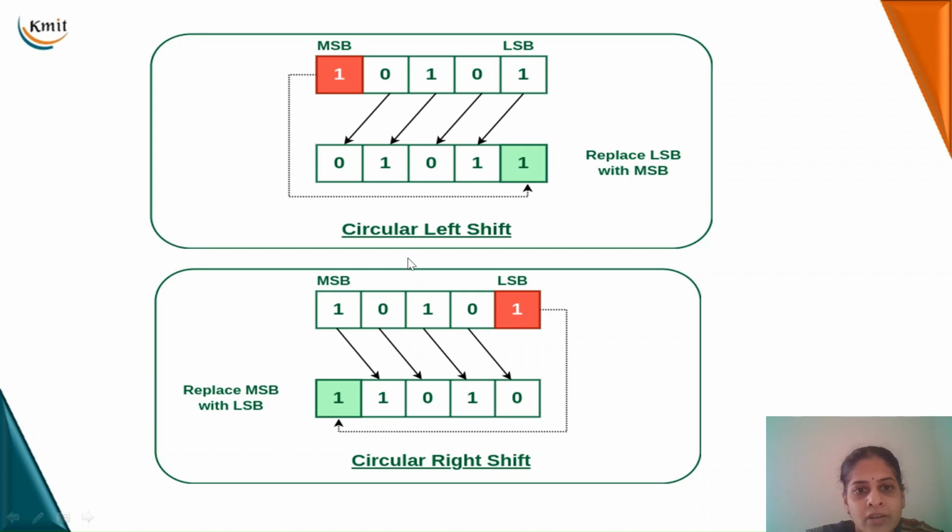In case of a circular right shift operation, the contents of the register will be shifted towards the right. So 1 will come here, 0 will come here, 1 will come here, this 0 will be here, and this bit will not be rejected or discarded. It will just be replaced in this empty position available here. This is called a circular right shift. You are performing a circular operation or a rotate operation on the contents of your register.